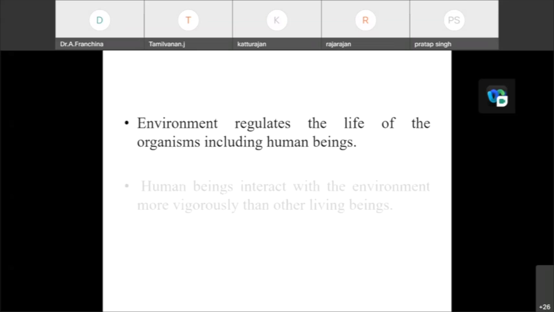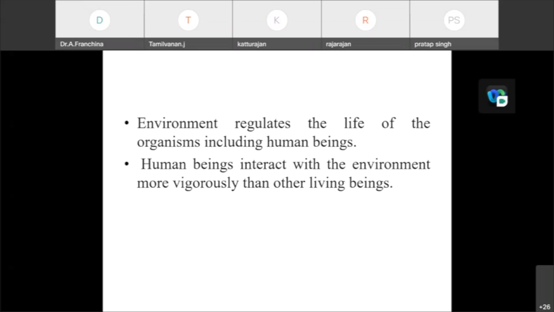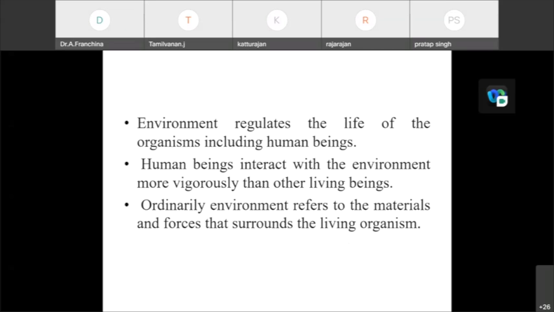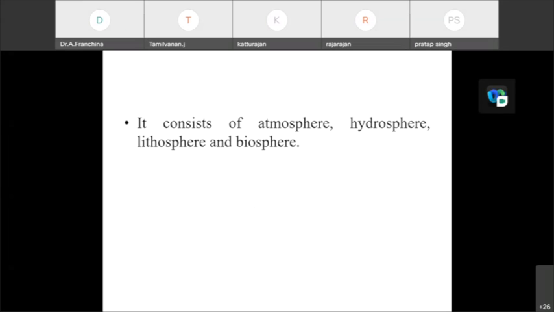Human beings interact with the environment more vigorously than other living beings, because every day we see the impact, for example global warming and ozone depletion. What we have already done to the earth, only that we are facing now. Compared to other living organisms, human beings interact mostly. It consists of the atmosphere, hydrosphere, lithosphere and biosphere.